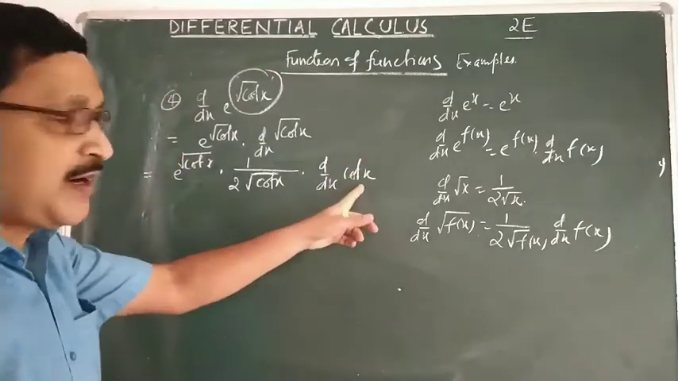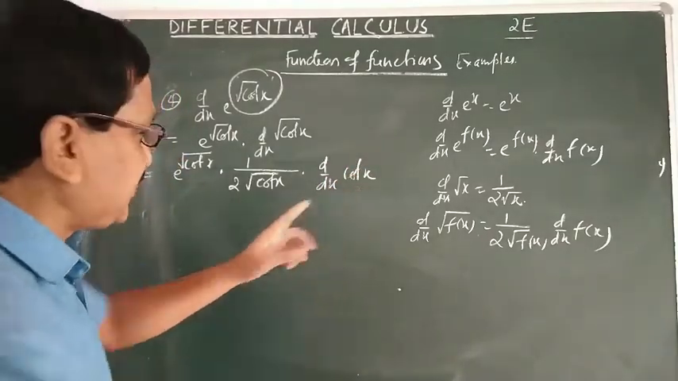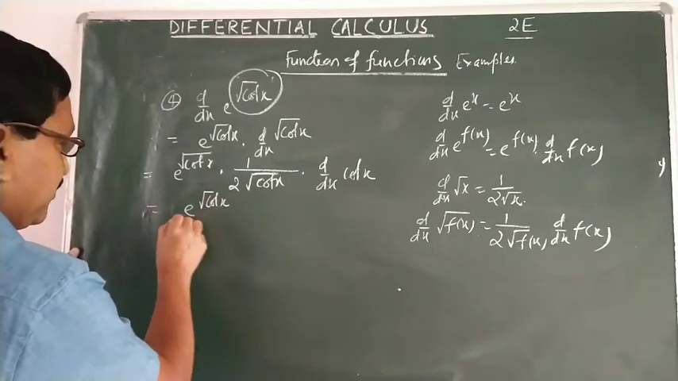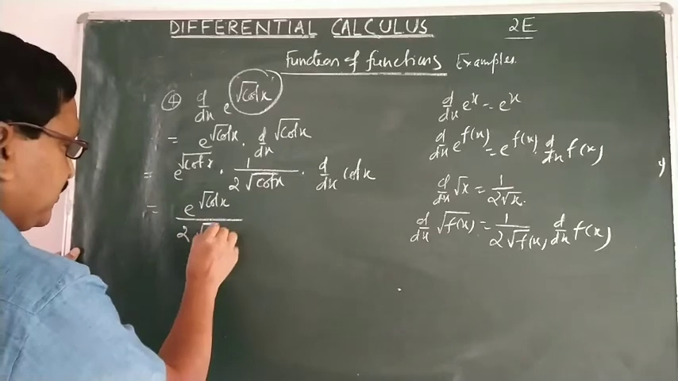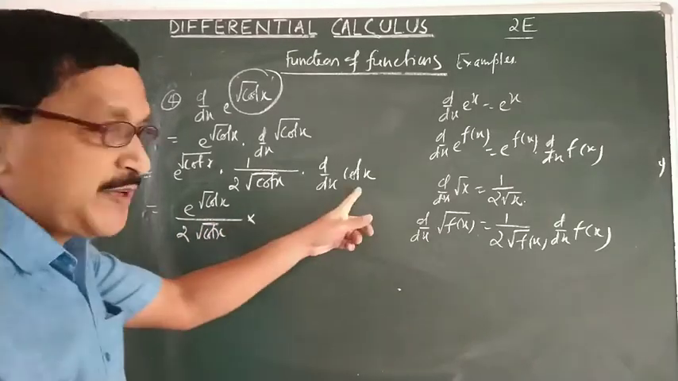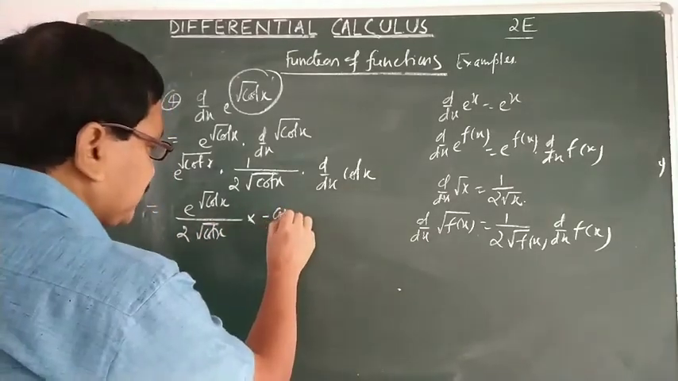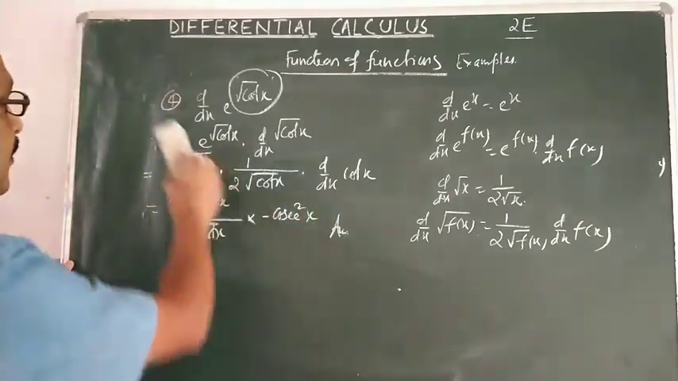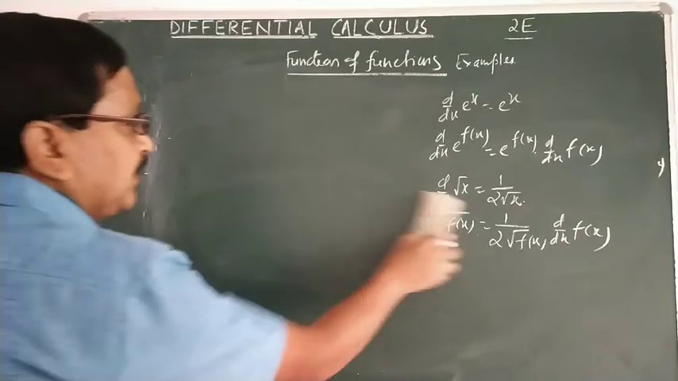Now your last part, cot x, is a well known differentiation. So this is e to the power root cot x by 2 root cot x into the differentiation of cot x, which is minus cosec square x. So this is your answer. The answer is over. Now next problem.